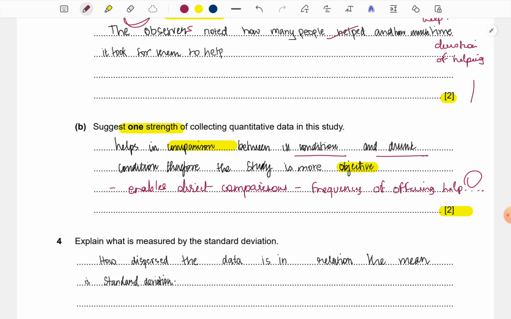Okay, that is one point we could give, or we could give the point that interpretation of data is more objective. What is more objective? The helping behavior of the passengers. So how much passengers were helping was objectively interpreted by the researchers. Either one of these points can be given, and ideally it should be mentioned, no matter which is given, that it increases validity of the findings.